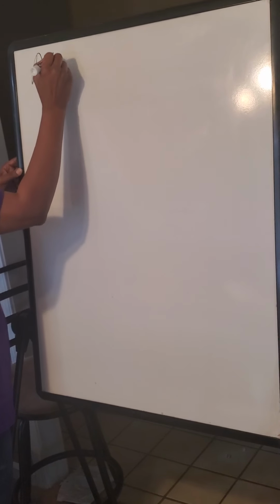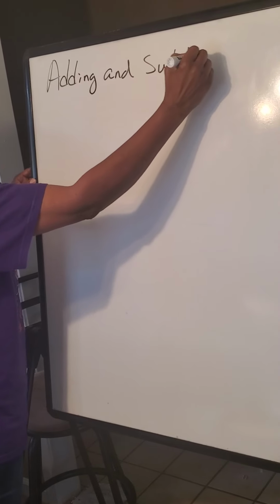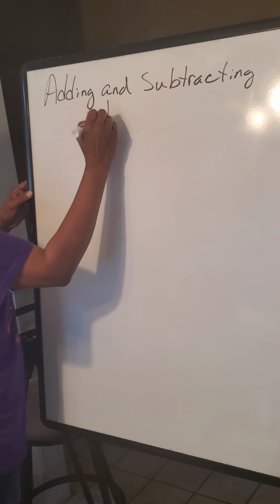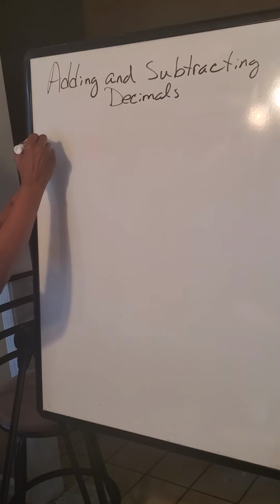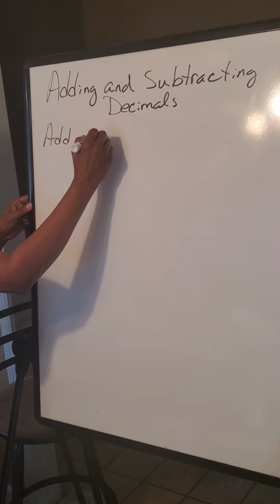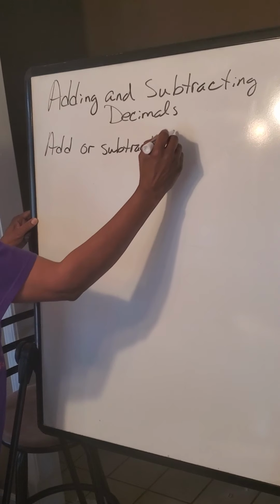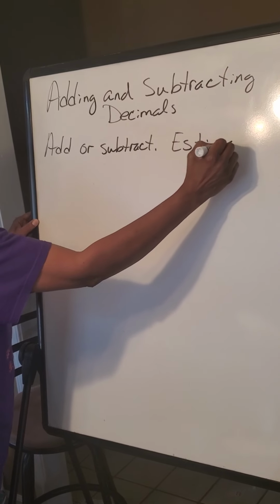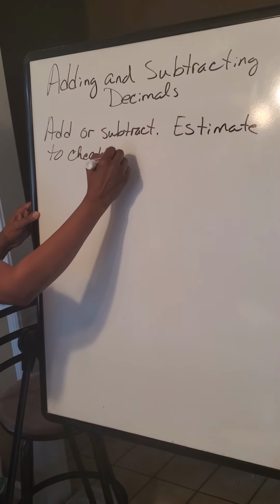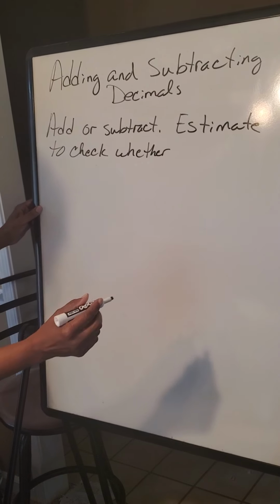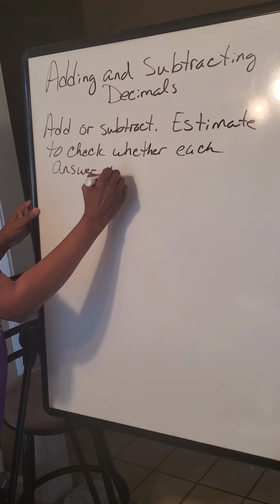We're adding and subtracting decimals. Our instructions for today: we're going to add or subtract and also estimate to check whether each answer is reasonable.